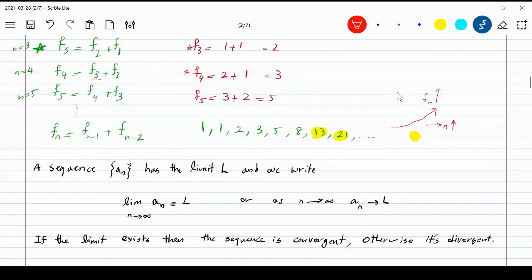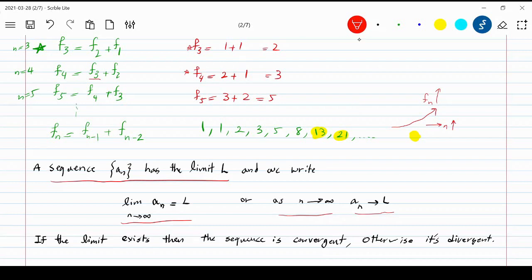Okay, so now let's discuss the behavior of a sequence as n becomes very large. That's what we call the limit of a_n. A sequence a_n has a limit L, and we write the limit notation: limit of a_n as n approaches infinity equals L. Sometimes they say, as n is approaching infinity, what is a_n doing? It is approaching L. If this limit exists, then the sequence is convergent to a number. If that limit doesn't exist, then the sequence is divergent.